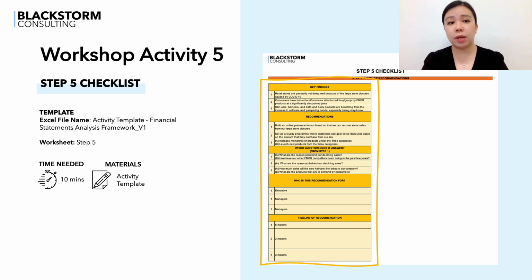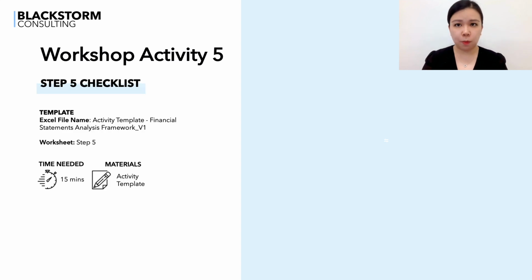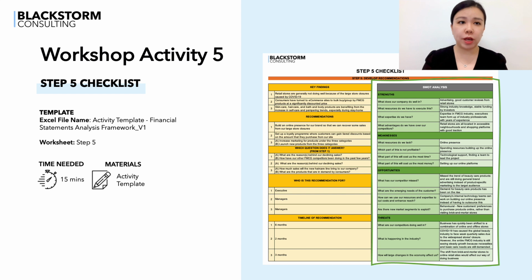After setting out the recommendation timeline, we can proceed to the second component of Activity 5, which is the SWOT analysis. SWOT stands for strengths, weaknesses, opportunities, and threats. We have 3 to 5 guiding questions for each of them, which can help you to identify based on your own business. Firstly, for strength, begin by identifying what your company does well. For example, Blackwing is strong in advertising, and we have received very good customer service from our retail store. Next, what resources do you have to execute this, and what expertise do you have?